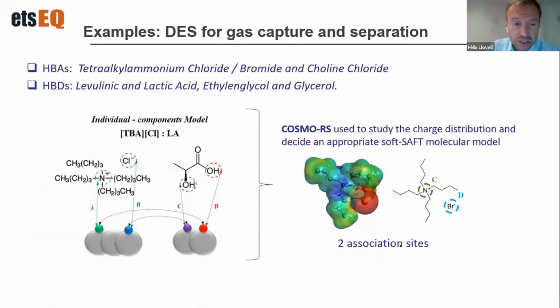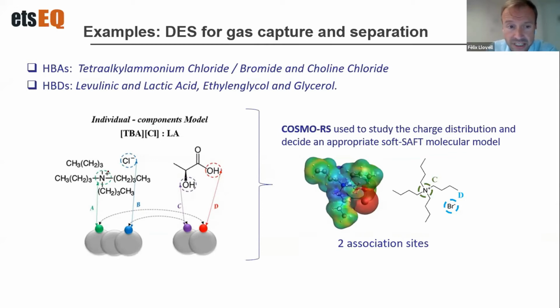Then, as mentioned, the second point is, as far as we are going for the most rigorous two-compound approach, or individual component model, let's call it as you wish, we have to identify the main interactions. Here, in this case, for this tetrabutylammonium salt, we have used COSMO-RS to study the charge distribution and decide an appropriate sub-molecular model.